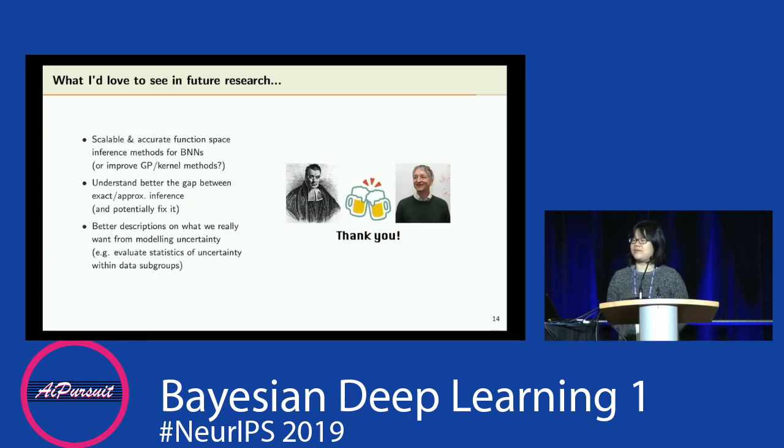Just to summarize what I've talked about, I've told you some thoughts on evaluating epistemic uncertainty and given you some examples. These are the kind of research I'd love to do and love to see in future research. As for approximate inference, I still want to improve approximate inference methods and try to understand the gap between the approximate inference methods right now and the reference we want to achieve. I also want to encourage people to think about a better description of what we really want from modeling uncertainty. For example, I would like to see some evaluation of uncertainty methods on data subgroups, because, say, in a medical center, you have different patients, and every patient is very different. Thanks, I will take questions.